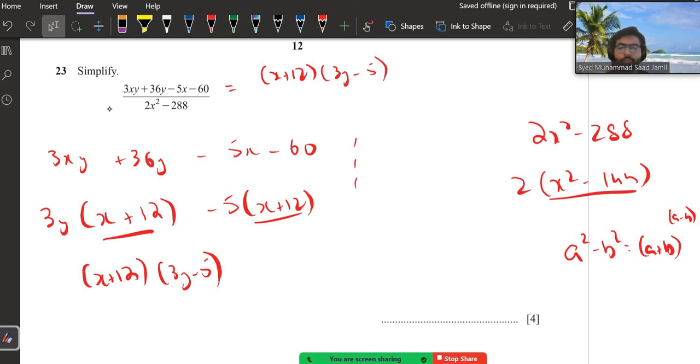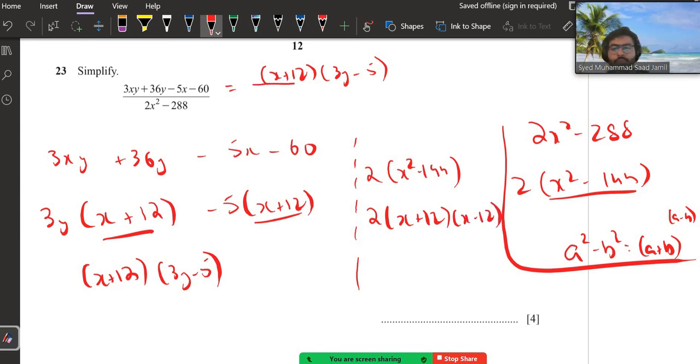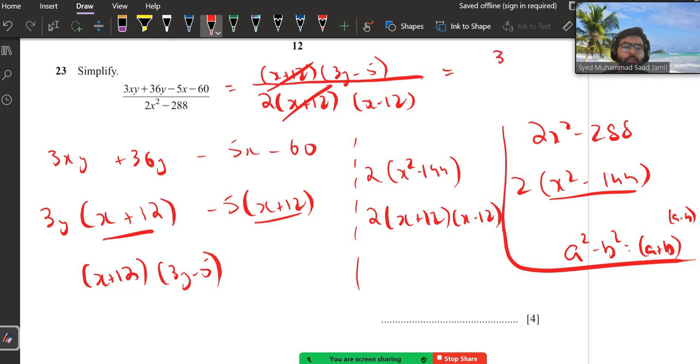So I should have done the work more neatly. Let's just write it over here. x square minus 144, this is going to be x plus 12, x minus 12. Okay, so write it over here, 2 x plus 12, x minus 12. x plus 12, x plus 12 gets cancelled out. 3y minus 5 upon 2 x minus 12. That is going to be your final answer.